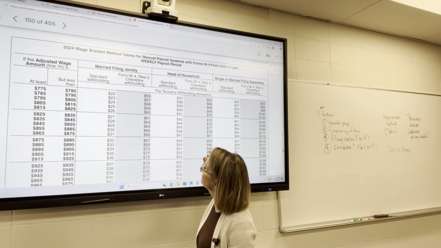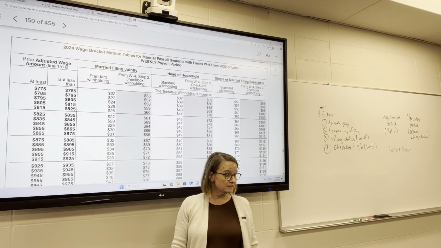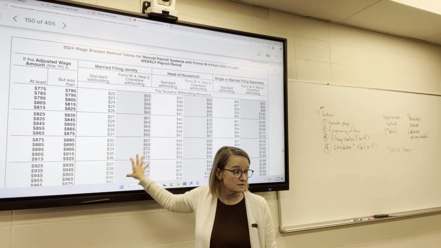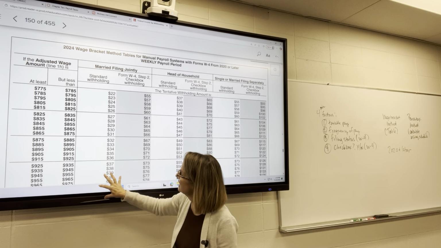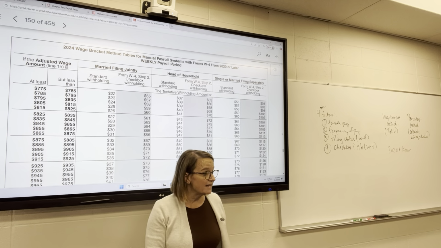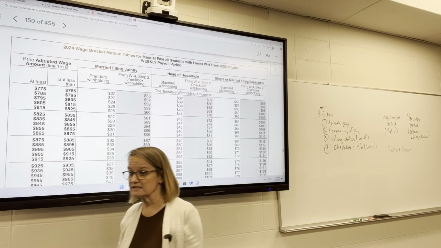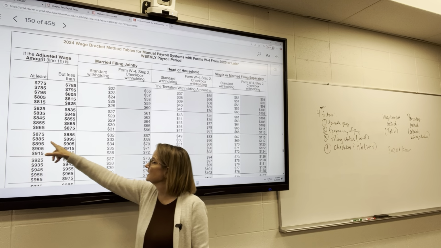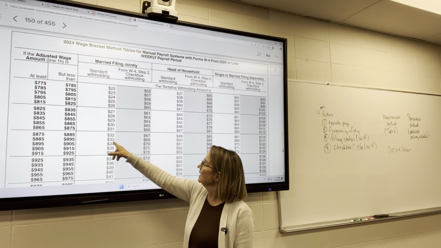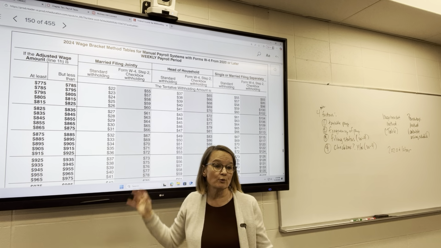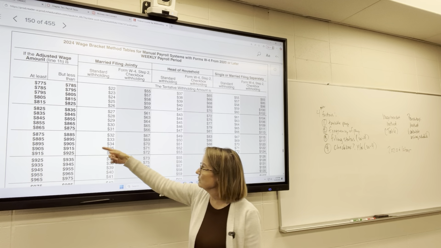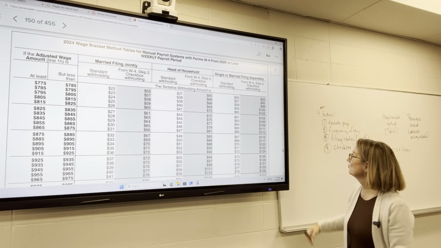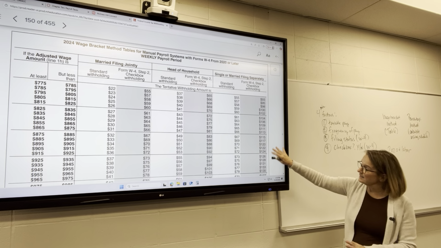So let's just say they're married filing jointly. Did they check the box or did they not check the box? If they checked the box, we're going to use the highlighted section. If they didn't check the box, we're going to use the unhighlighted section. So let's just say they have $885 of taxable income, or their adjusted wage, $885. We're going to use this second one. We're going to come over here. They didn't check the box. We're going to withhold $33 if that was their income on a weekly basis. So super simple. We just take the 4 factors that we have and apply it to the table.